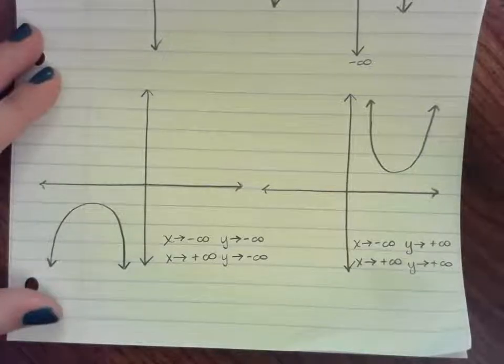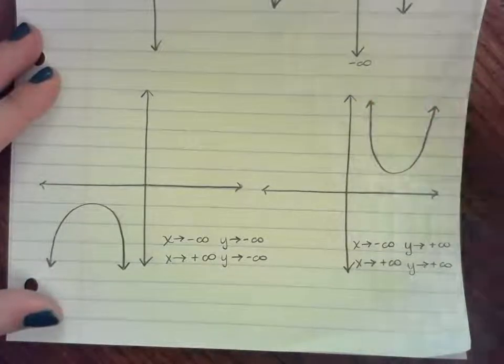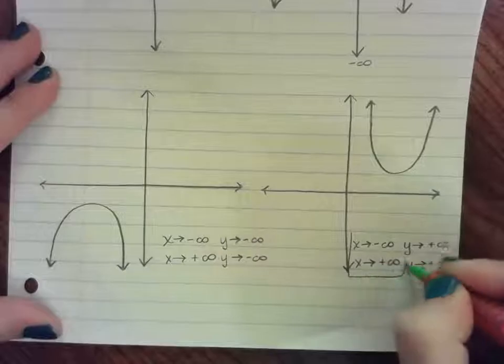And that's end behavior. Just look at where the arrows are pointing, and remember, this part is always the same.